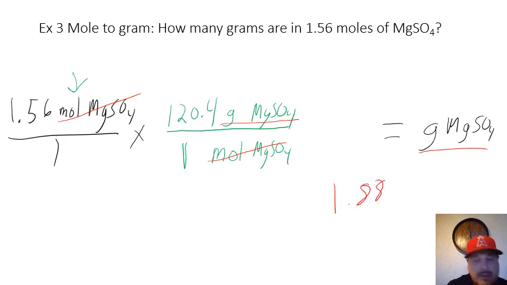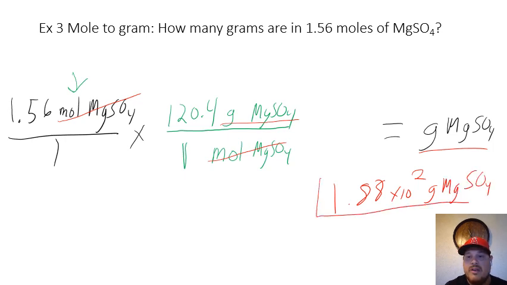1.88 times 10 to the second grams of magnesium sulfate. So here's my answer, and here's what it means. For those that are a little bit confused, remember that 1.88 times 10 to the second is scientific notation. Realistically, what it is is 188 grams, okay?